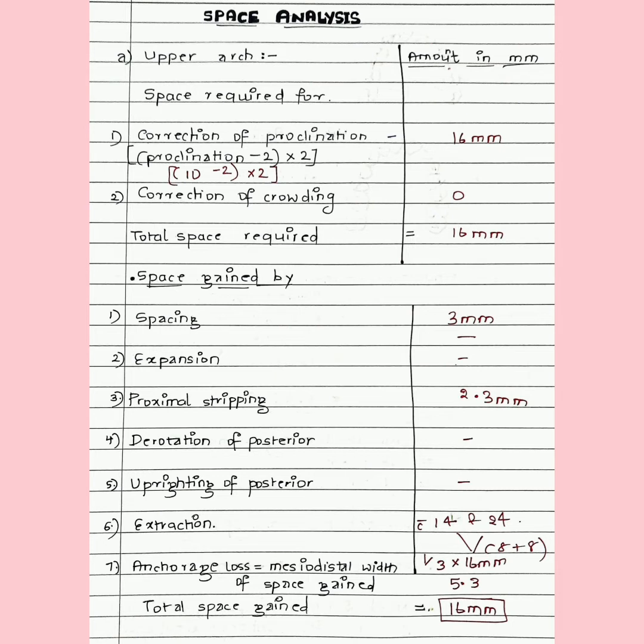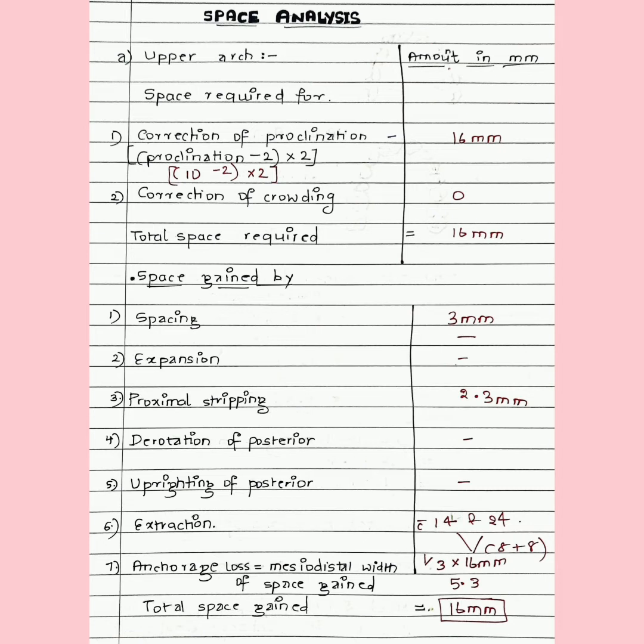So how do we gain this space of 16 mm in the upper arch? Now, we saw in the first page of our chart that 3 mm of space is already present in the maxilla, so we'll utilize that. And we'll extract first premolars, 14 and 24. Now, why first premolars? It is from the arch perimeter analysis. Also, the space required is too much, about 16 mm.